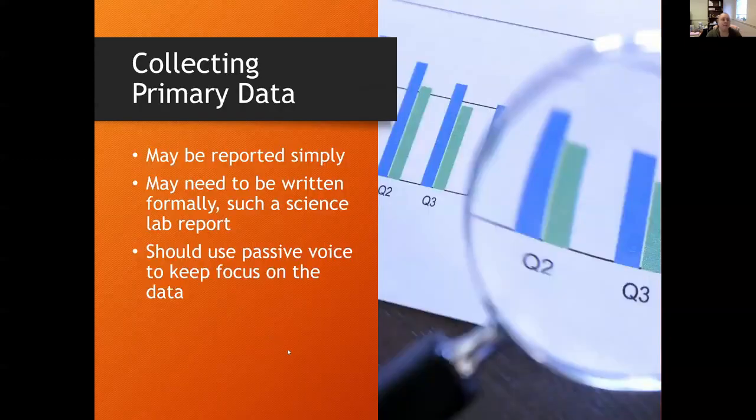So collecting primary data, in the end, you can report it simply. It may need to be written out formally, though. When you present the results, such as a science lab report that we've all had to write, you should use a passive voice to keep the voice on the data. Your data is what is the highlight of your document, so that's what you want to put the focus on.